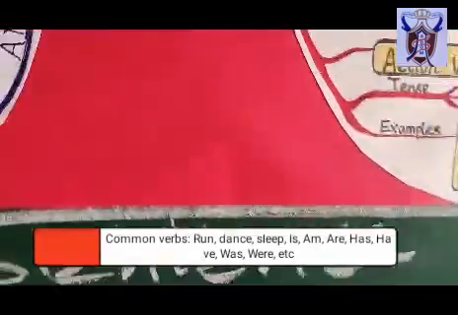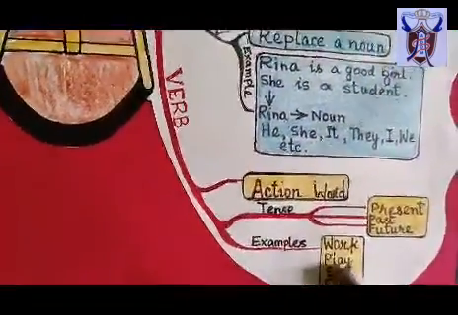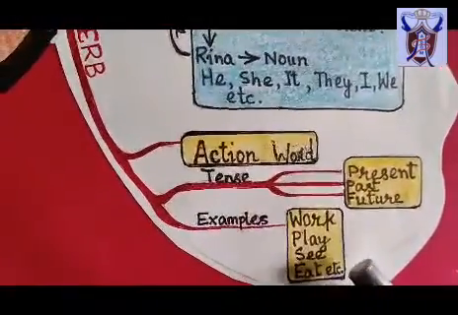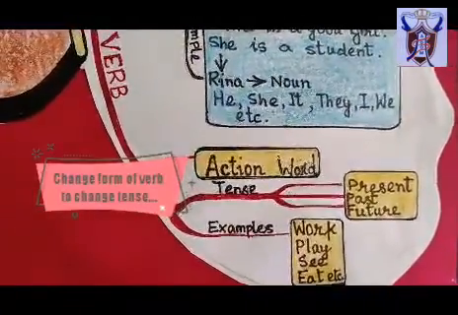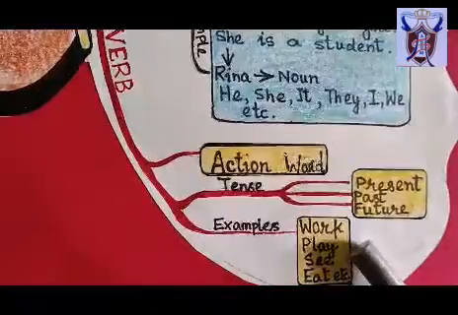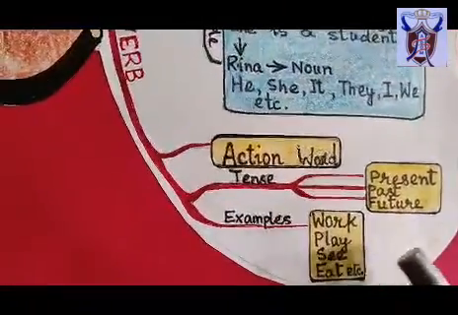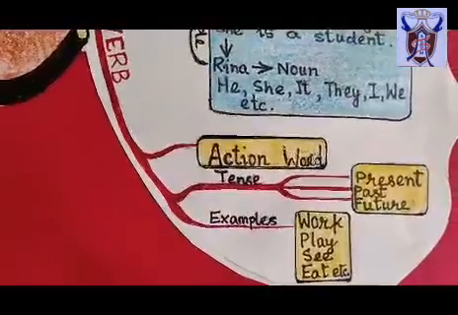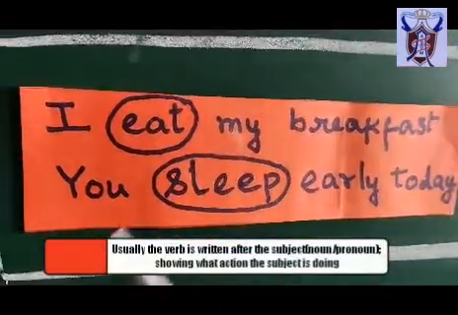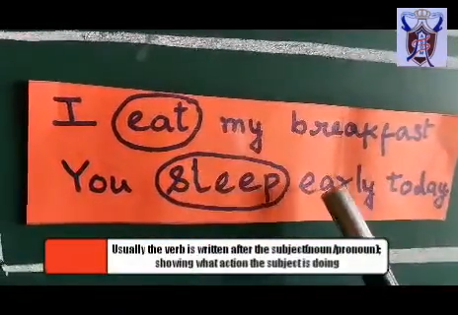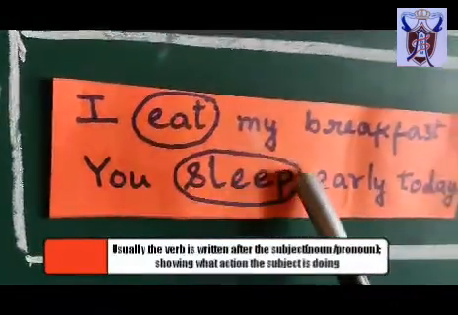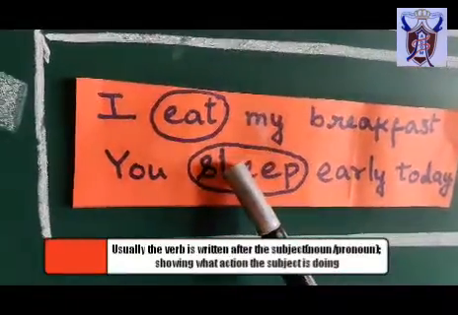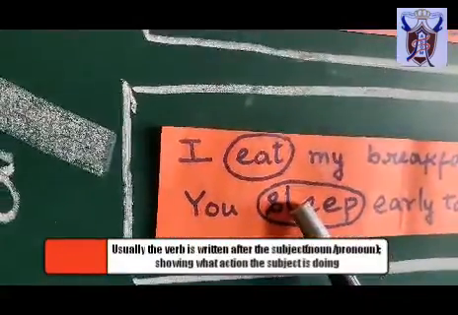Okay, or we can remember it like this. In Hindi also we say khana, sona, padna, jana, all this na, that means no. When you are remembering the na, that is always an action word. Work, play, see and eat. We will take an example here: I eat my breakfast. You sleep early today. Here the action words are sleep and eat, doing something. So these action words identify the verb.